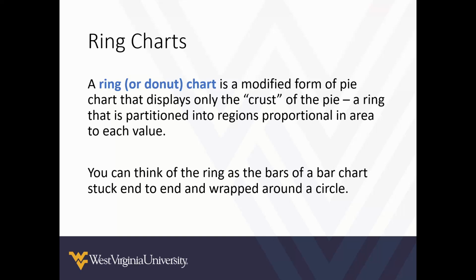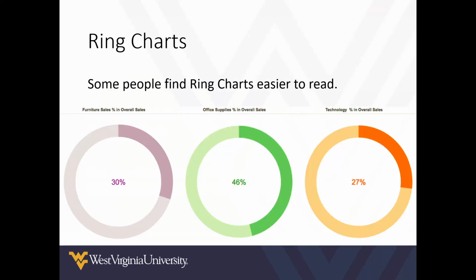It's also known as a donut chart. It is a modified form of a pie chart, but it only displays the crust of the pie. It is a ring that is partitioned into regions proportional in area to each value. Another way to think about it is if we were to take the bars of a bar chart and then just stick them on the ends of each other and wrap them around so they form a circle.